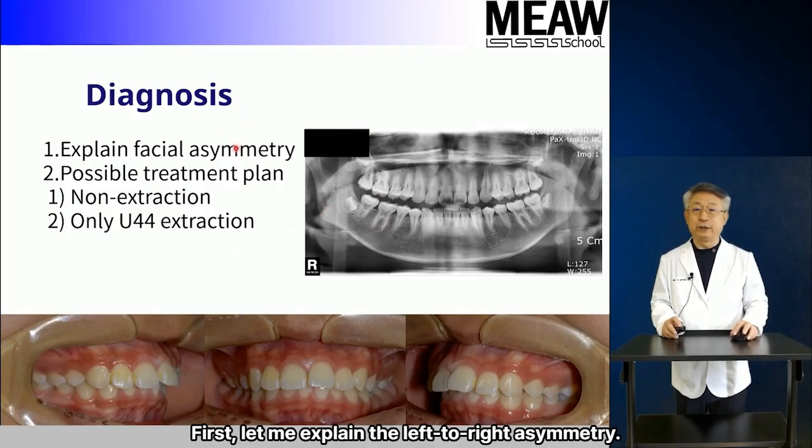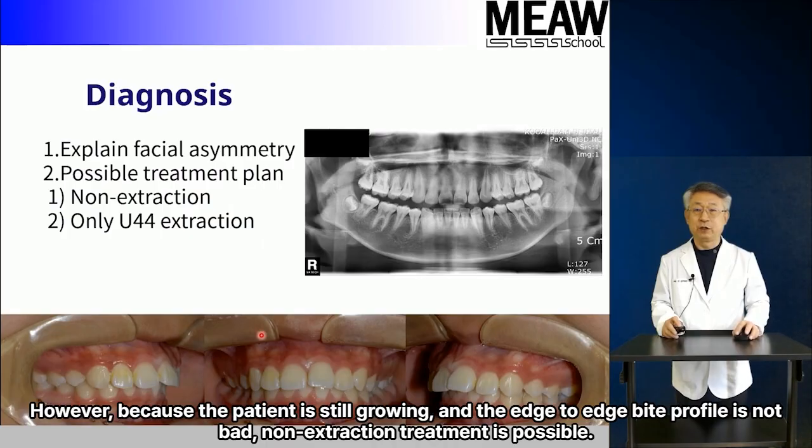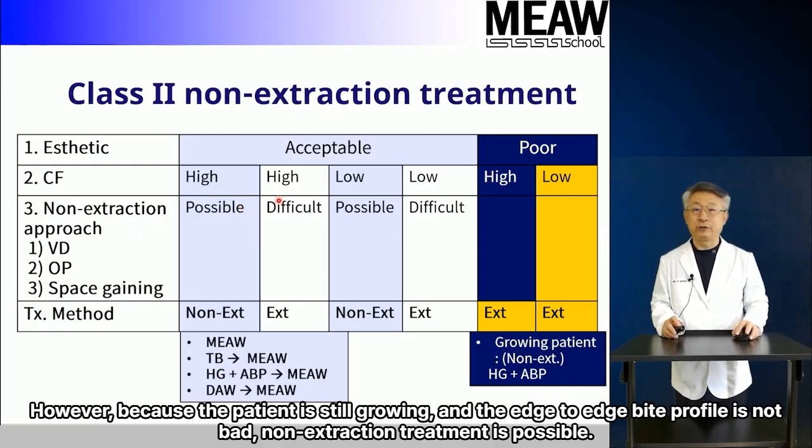First, let me explain the left-to-right asymmetry. Possible treatment plans are either non-extraction or extraction of only the maxillary premolar. However, because the patient is still growing and the edge-to-edge bite profile is not bad, non-extraction treatment is possible.